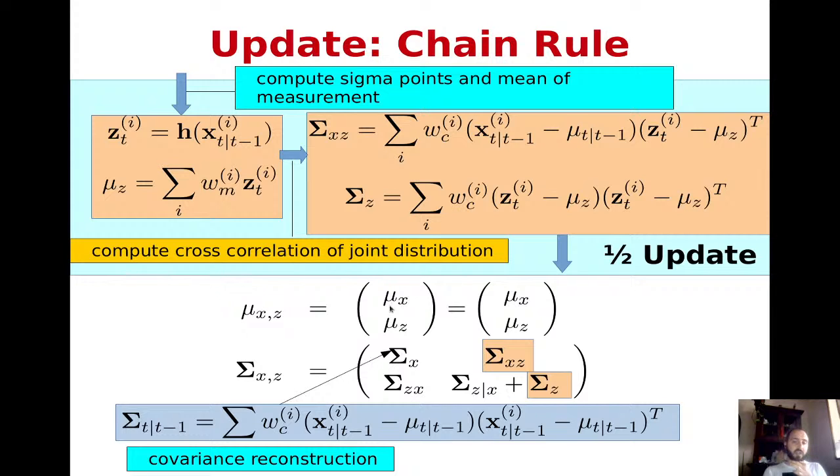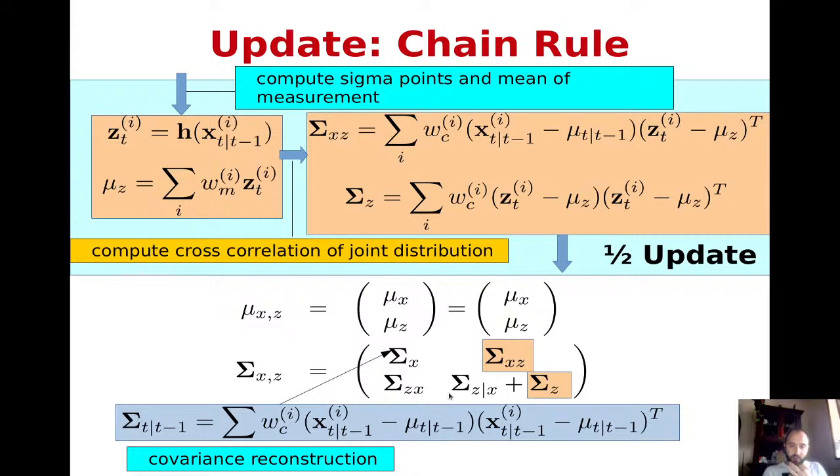I already have reconstructed these two guys. So I just put it together to get the mean of the joint distribution, right? And then I have the corresponding covariance. So this guy, I can reconstruct it really easily because I have this and I have the sigma points over the state, because that's the output of my prediction step. So I can compute the sigma x easily. I compute this guy, and this guy is just the transpose of it, right? Because the covariance matrix by definition is symmetric.